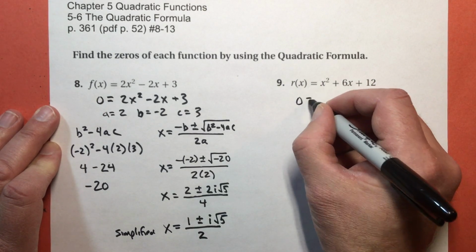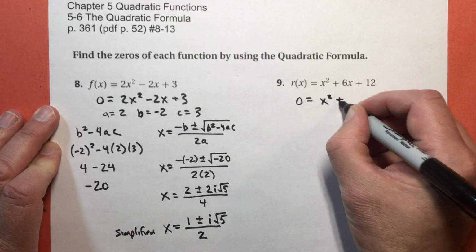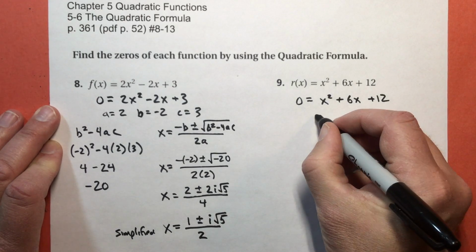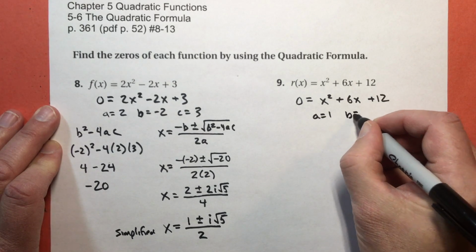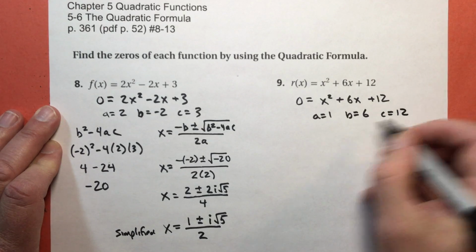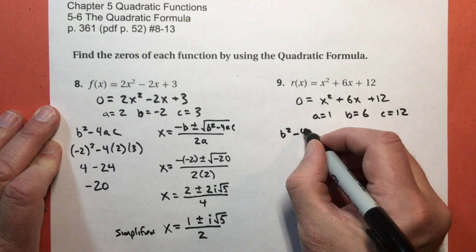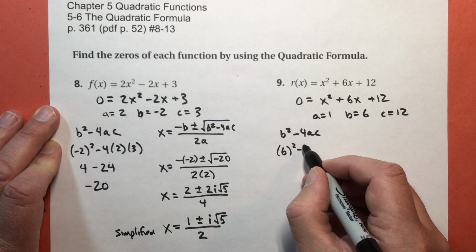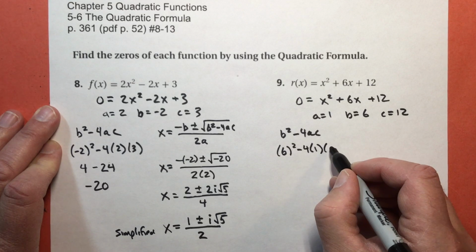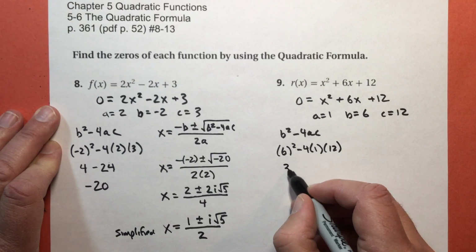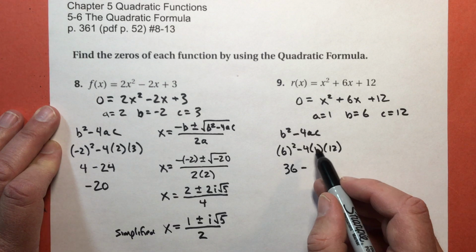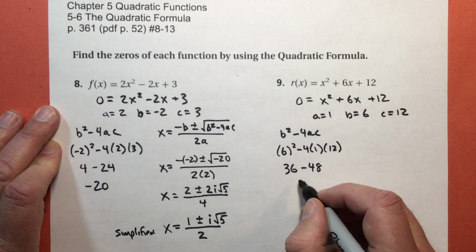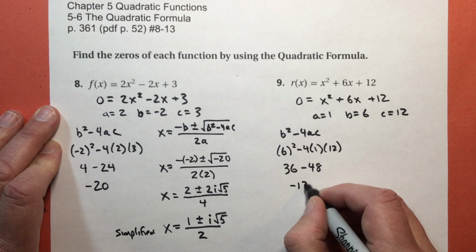Number 9, set it equal to 0. Identify your parameters. Let's take care of that discriminant. So b is 6, so I get 6 squared. A is 1 and c is 12. 36 subtract 4 times 1 times 12 is 48. And 36 subtract 48 is negative 12.